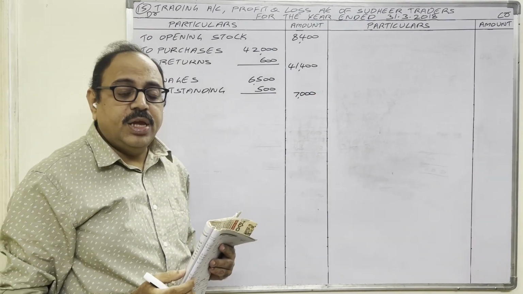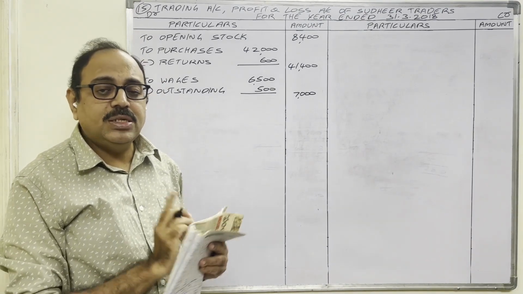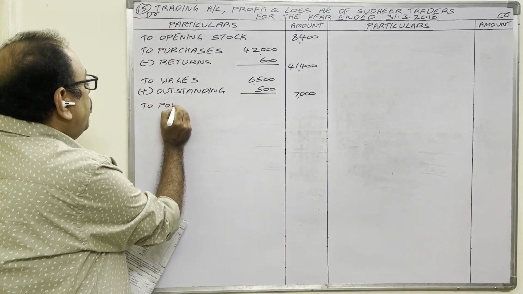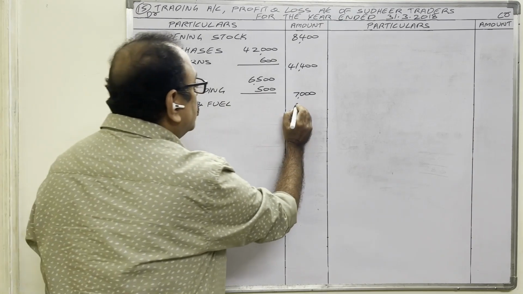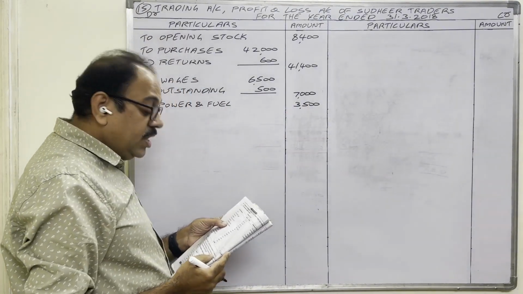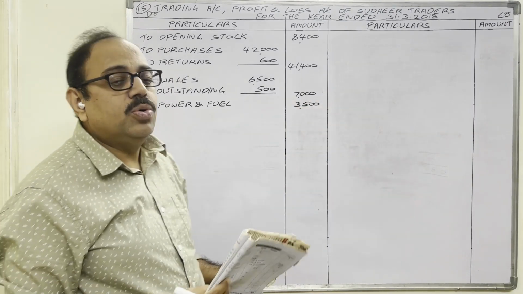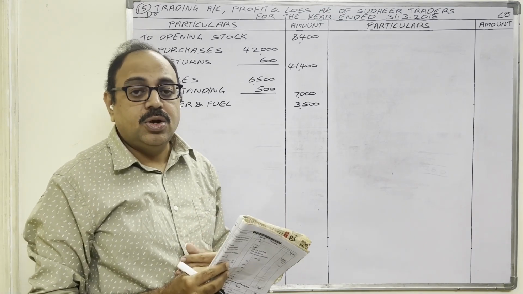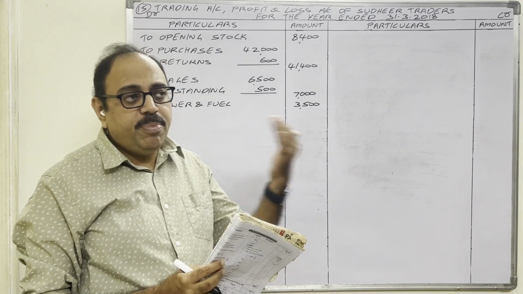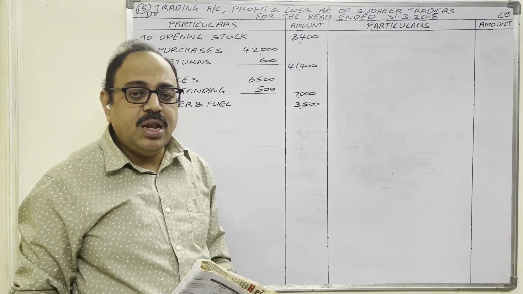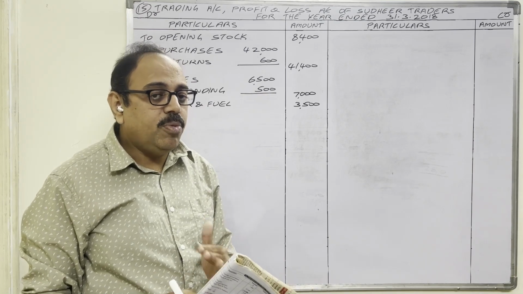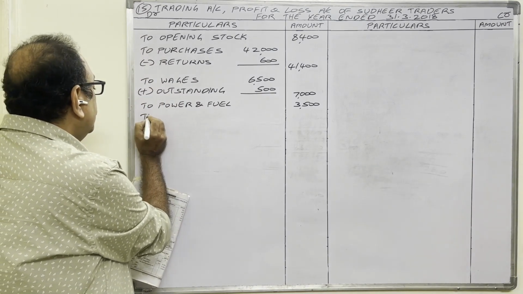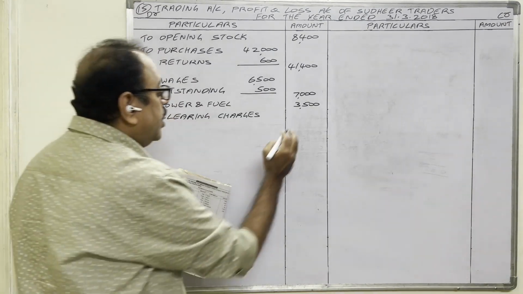Power and fuel. We use this in the manufacturing process, means direct expenditure, because it is manufacture related expenditure. To power and fuel, amount 3,500 rupees. Clearing charges: while importing goods, to customs officers we have to pay some taxes, some charges known as clearing charges. After paying these charges, we bring that material and start manufacturing. So up to manufacturing expenditure, this is direct expenditure, trading account debit side. To clearing charges, 800 rupees.